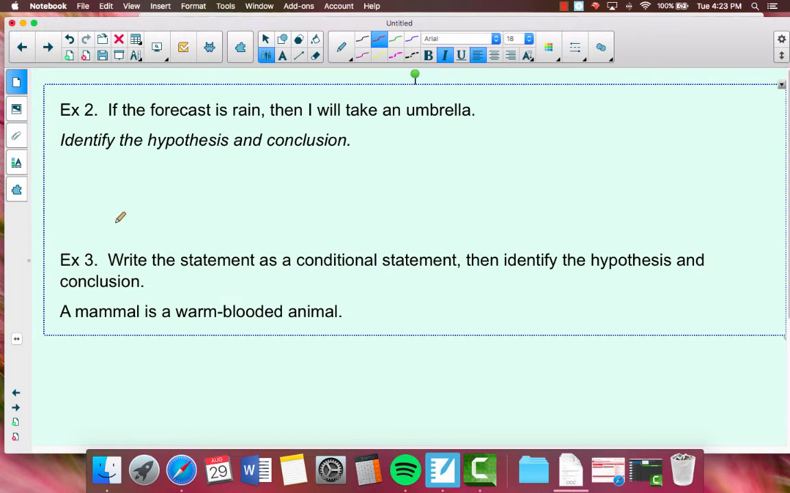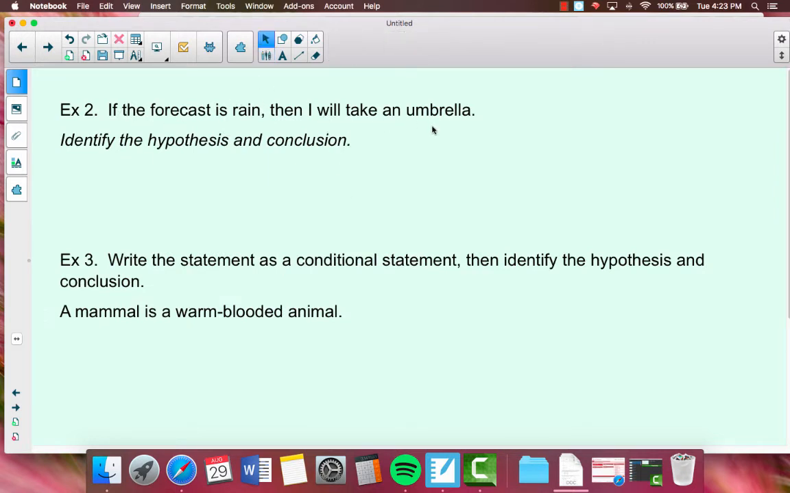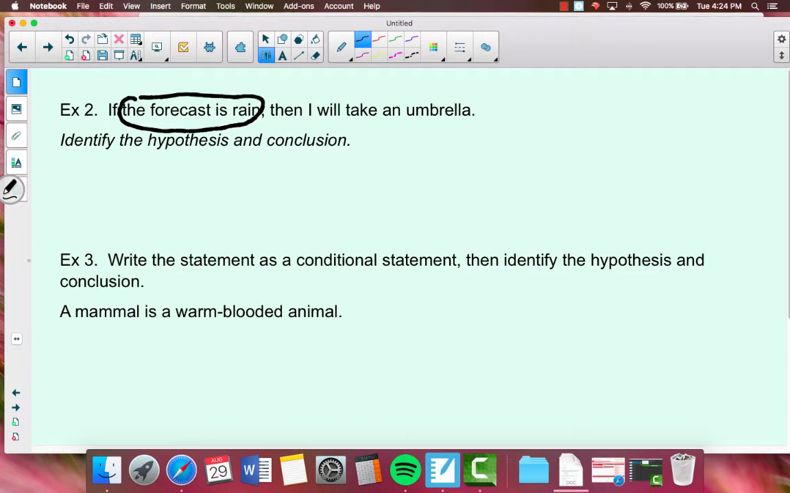So here's an example. This one says, if the forecast is rain, then I will take an umbrella. It just says identify the hypothesis and conclusion. Remember, the hypothesis comes after the word if. So the hypothesis is the forecast is rain. Sometimes it'll tell you to circle it, sometimes I'll have you write it out. It just depends on the wording. That's the hypothesis. And then the conclusion always comes after the word then. So the conclusion is, I will take an umbrella. Done. So this is the conclusion.